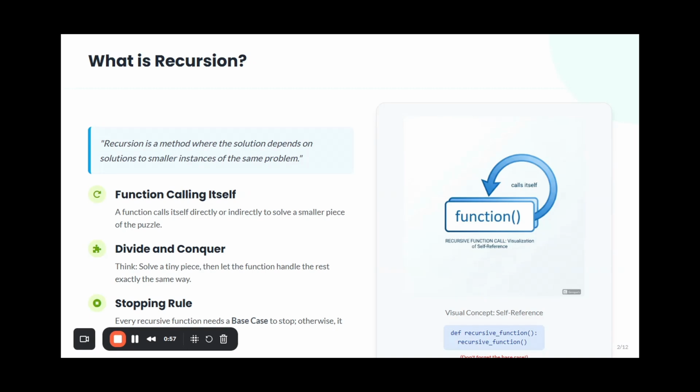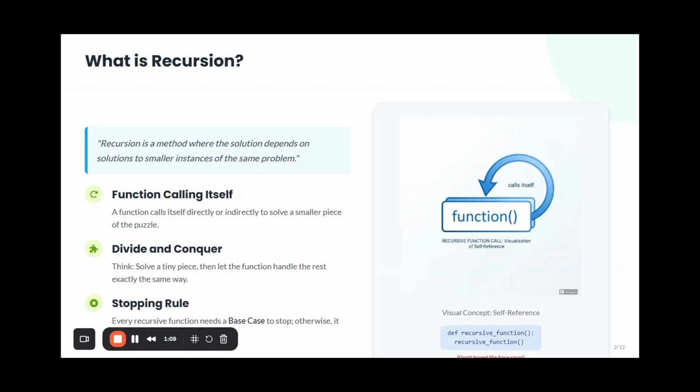Stopping rule. Stopping rule means every recursive function needs a base case to stop. Otherwise, it runs again and again, it won't stop. Base case means where the function stops.